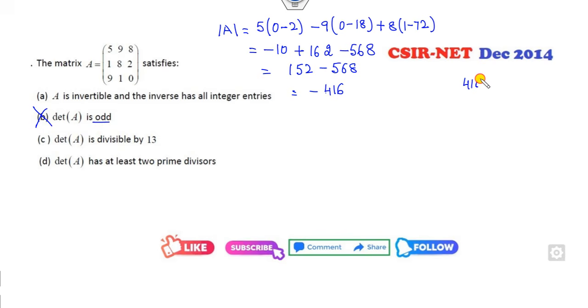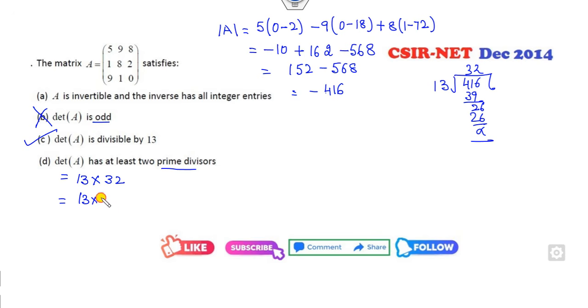You can see 416. Is it divisible by 13? So 13 times 32. Yes, 32. That option will be cancelled out. Yes, it is divisible by 2. Determinant of A has at least 2 prime divisors. So what is the determinant of A? It's 13 into 32.